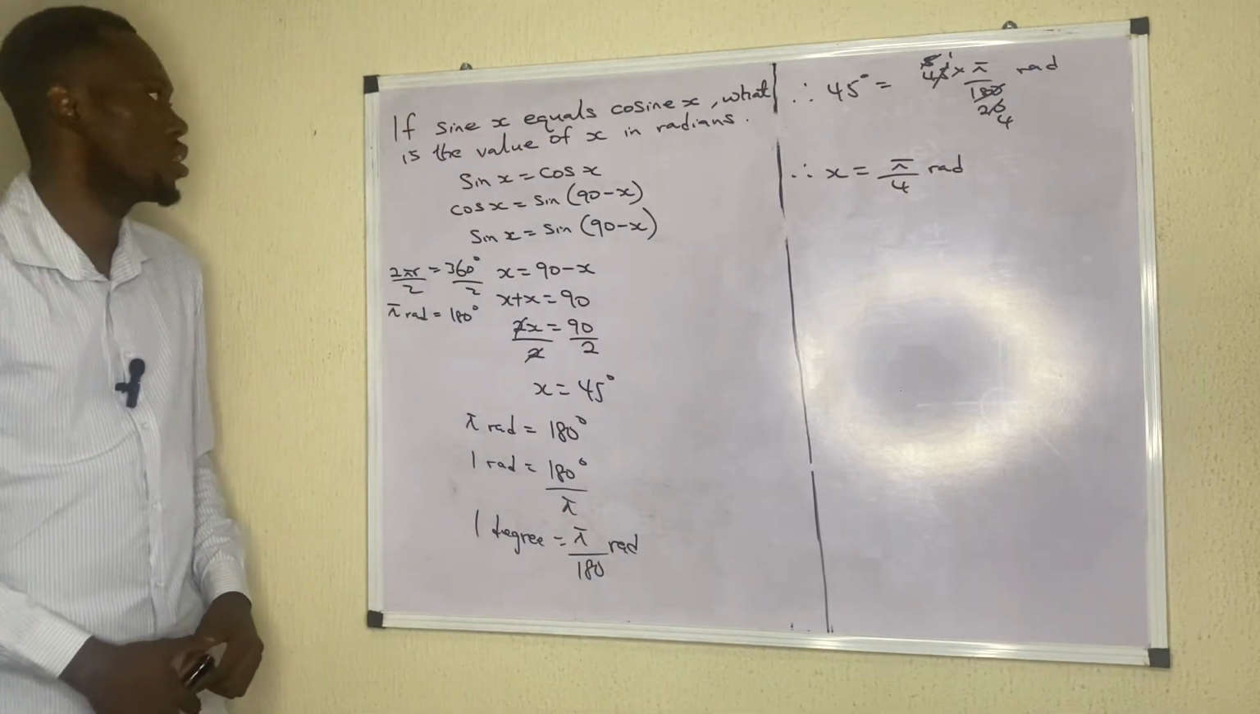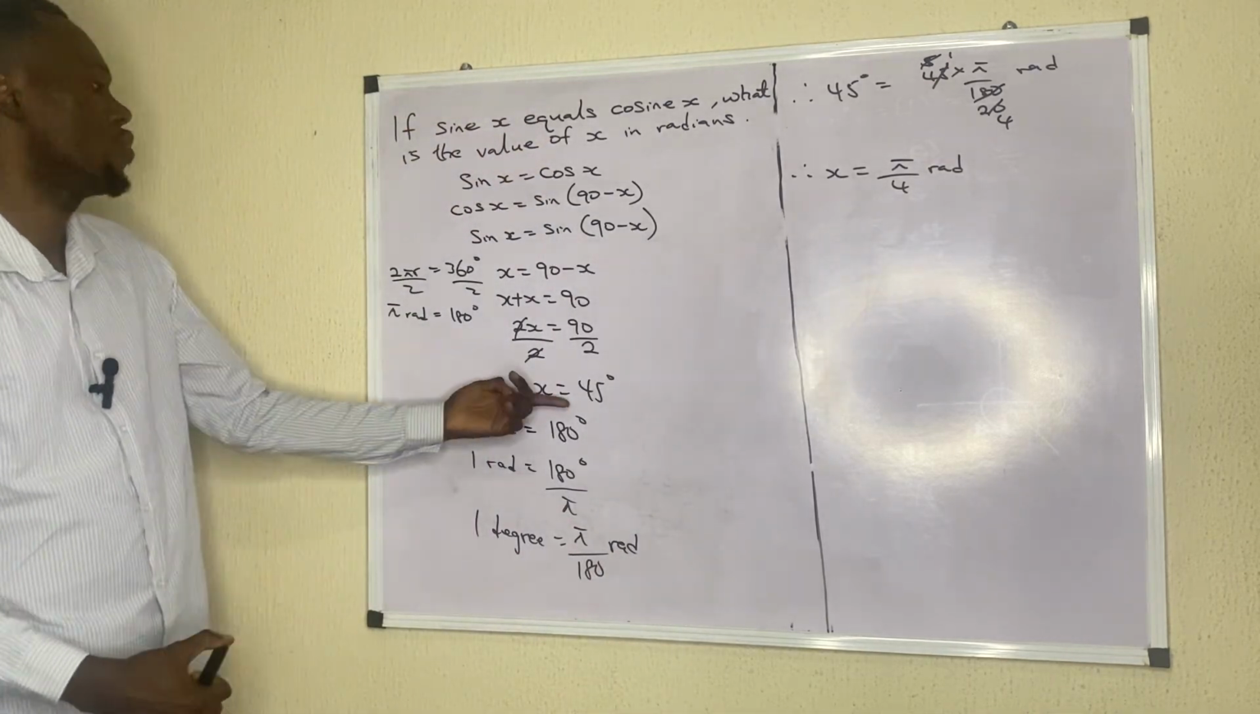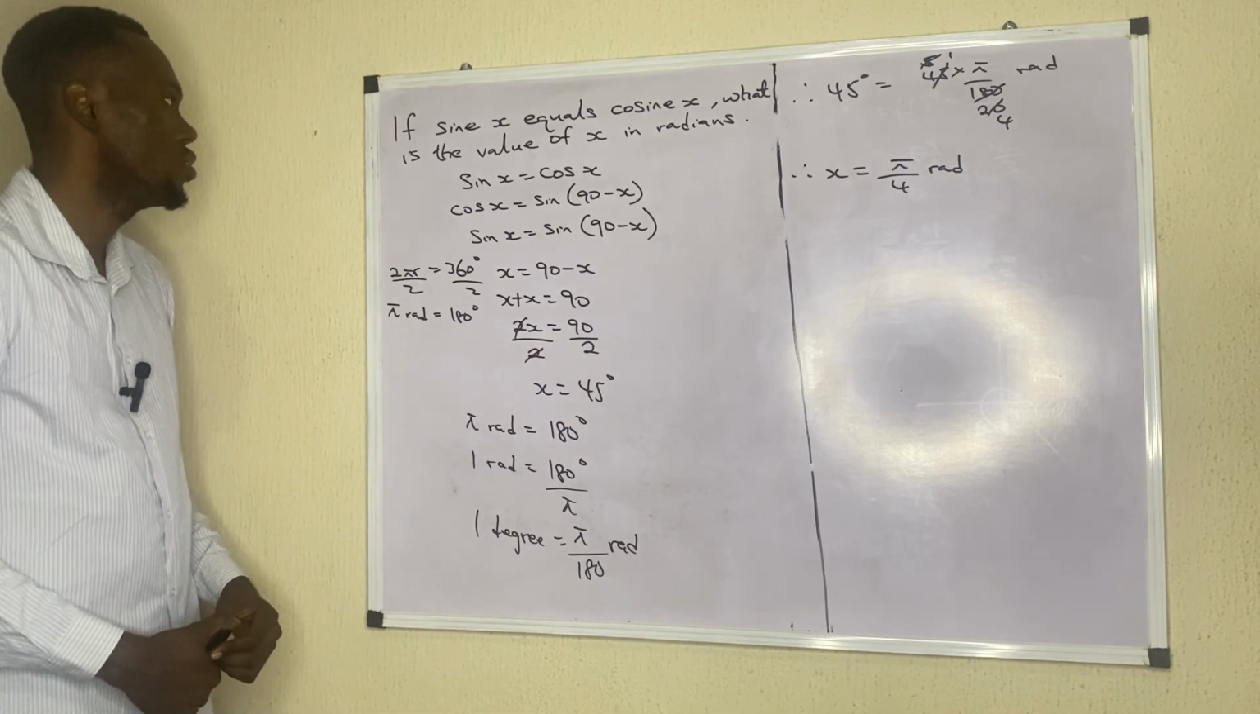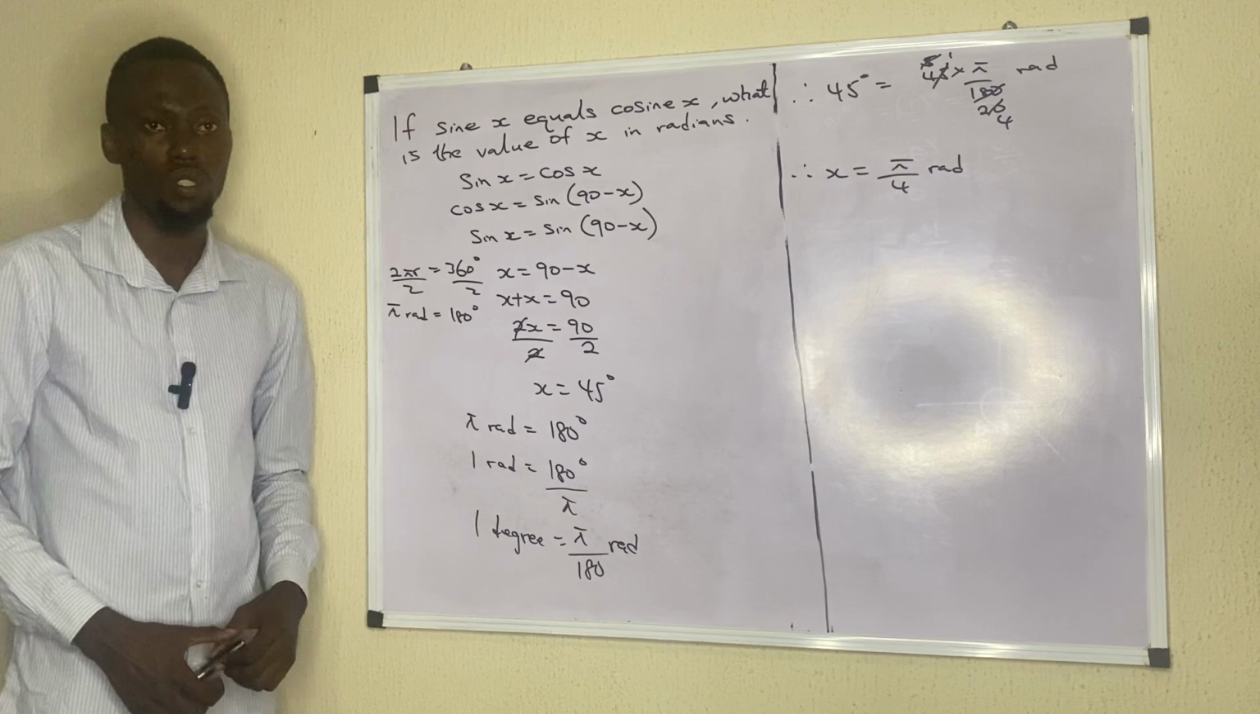So that is the answer to this question. So therefore, 45 degrees is equal to pi over 4 radians. Let's move on to question number 12.